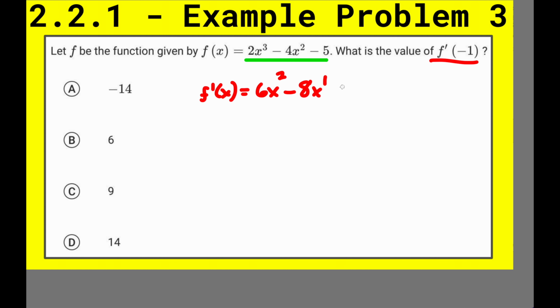The derivative of negative 5 is 0. You don't have to put the 0 in there. I'm just going to do it for fun. Next, after you find the derivative, you just plug in negative 1 for all the x's. So that becomes 6 minus negative 8. So you add those together, you get 14. Your answer should be D.